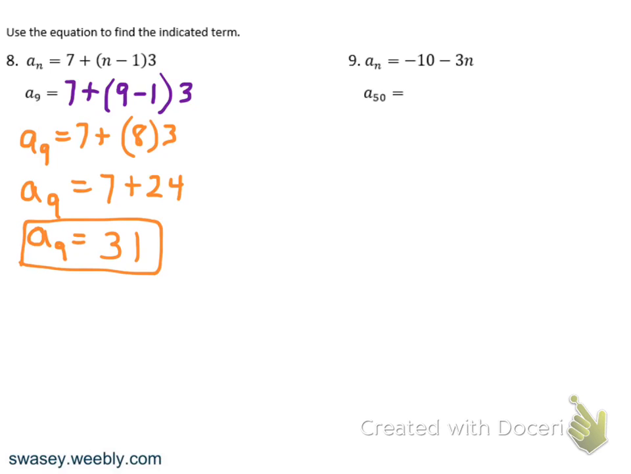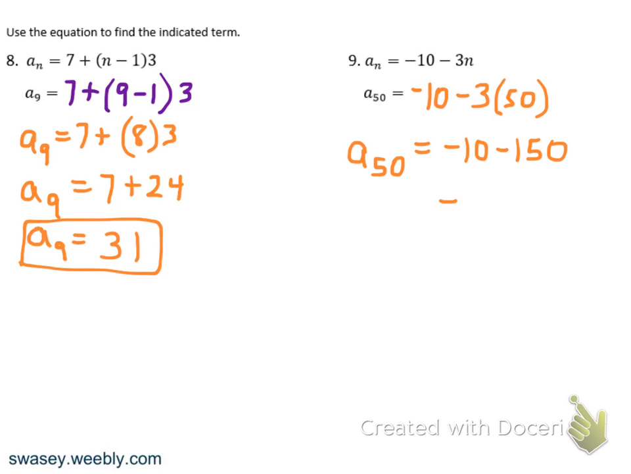Find the 50th term here. We'll replace n with 50. We'll multiply before we add or subtract. -3 times 50 is -150. Then we'll subtract those, -160.